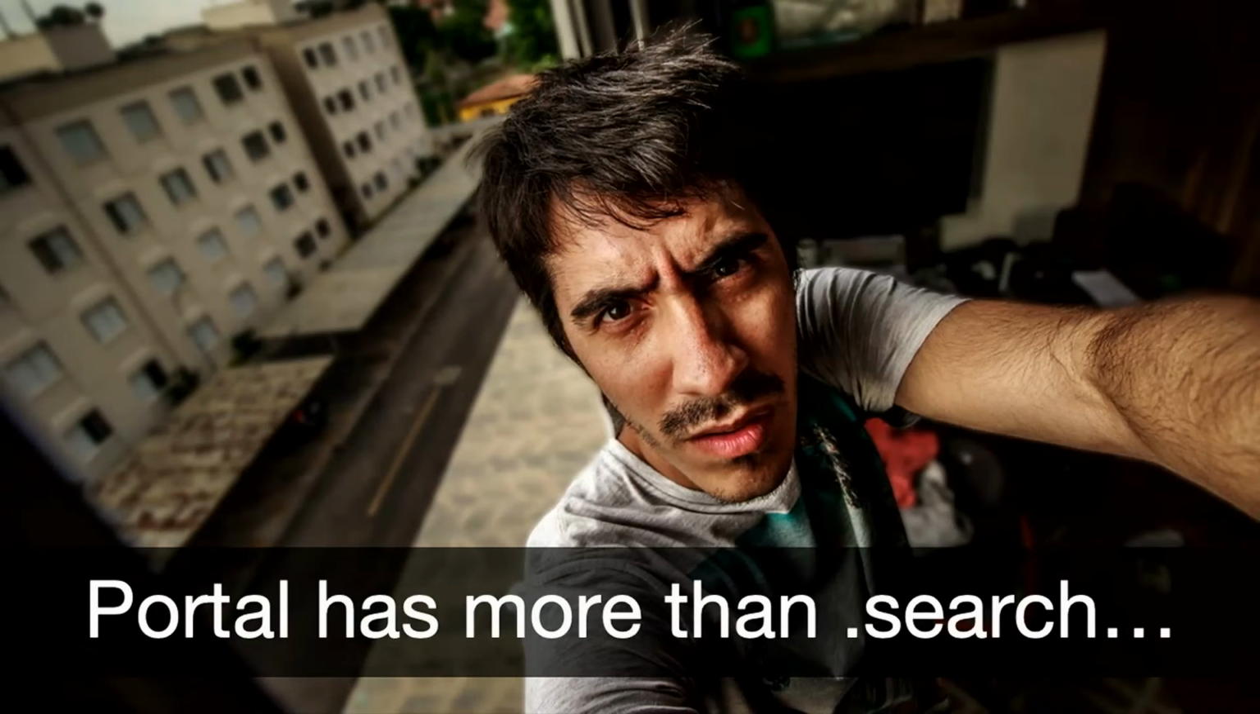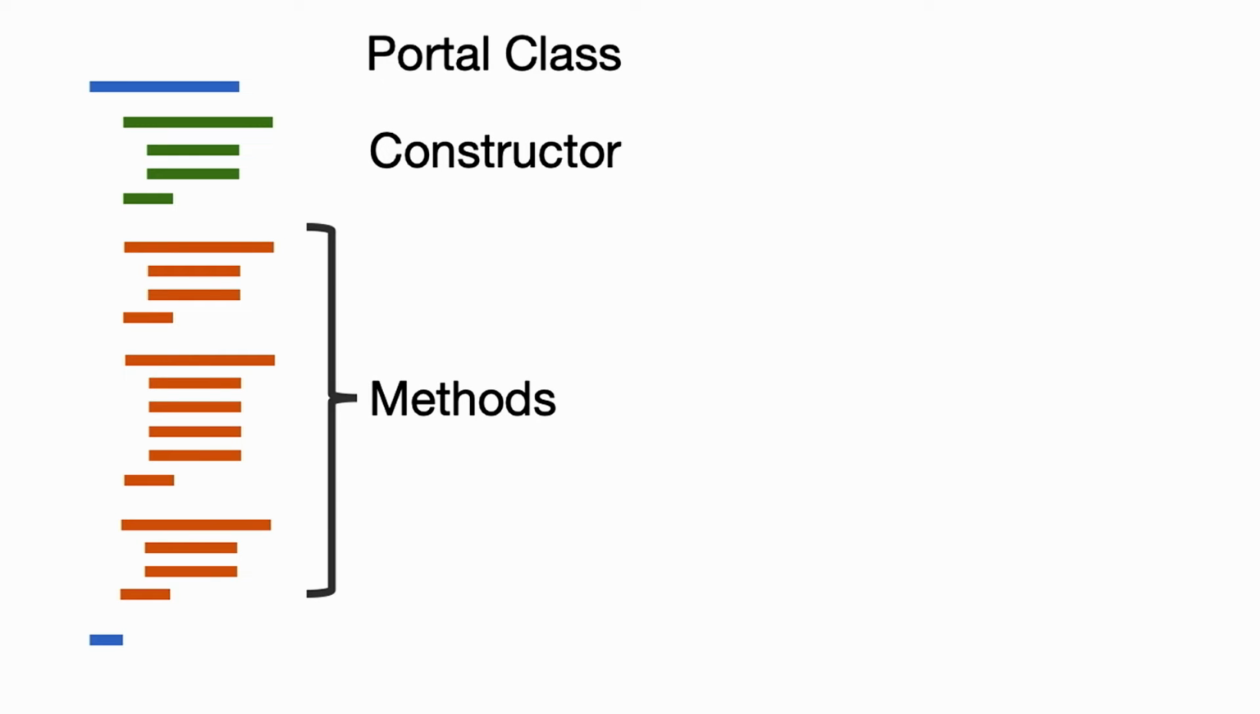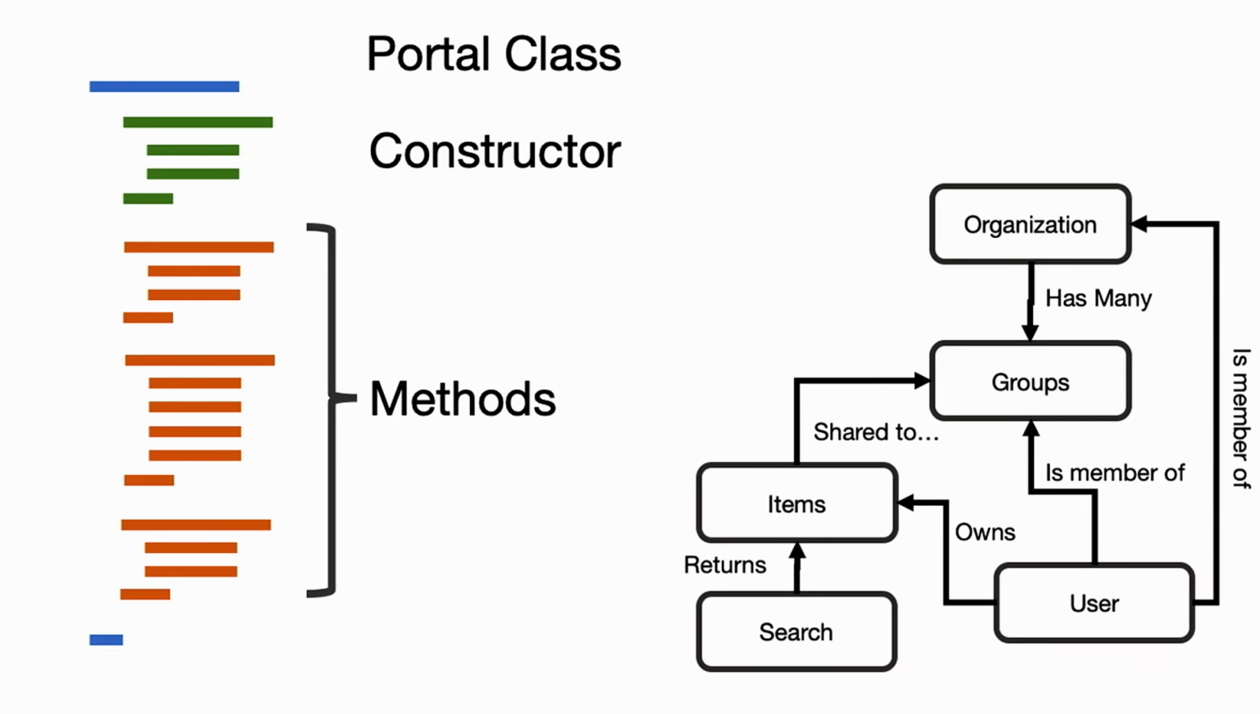Your portal class is going to have more than just the .search. It's going to have all kinds of stuff. So if we look at the structure of code like this, we have our class, and it's got a constructor in it, and then it's got a stack of methods. Now, in order for those methods to play by an object hierarchy type thing, those methods are going to return instances of the other objects. So if I issued a search, then I wouldn't just hand you back JSON objects, I would hand you back instances of item objects. Well, this is a rough approximation of part of the portal information model.